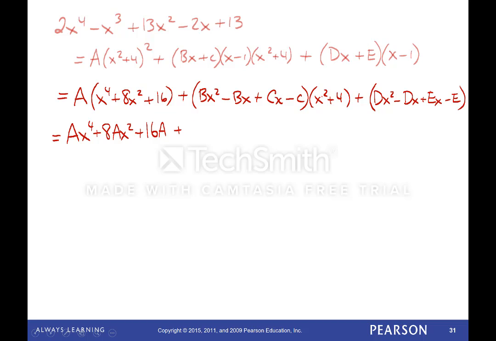So bx squared times x squared makes a bx to the fourth. Bx squared times 4 makes a 4bx squared. Negative bx times x squared gives you minus bx cubed. Negative bx times 4 gives you negative 4bx. Cx times x squared gives you a cx cubed, and cx times 4 gets you a 4cx. Whew, lots of stuff here. Negative c times x squared gives you a negative cx squared, and negative c times 4 gets you a minus 4c.